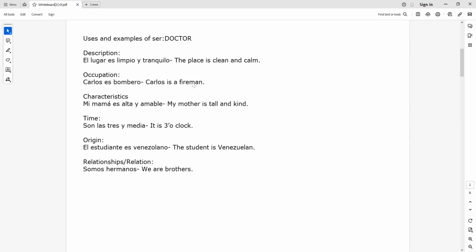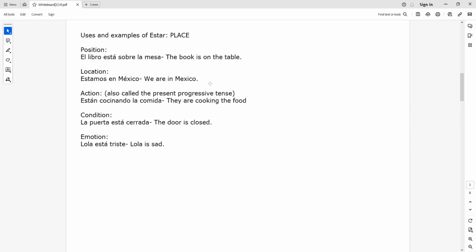Relationships or relation: somos hermanos, we are brothers. So anything to do with family, relationships, connections, we use the verb ser. The acronym for estar is PLACE. It stands for position, location, action, condition, and emotion.